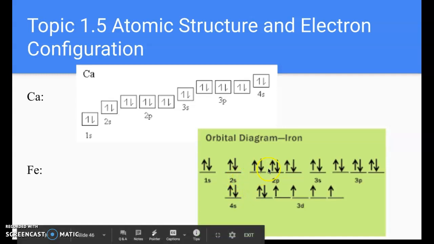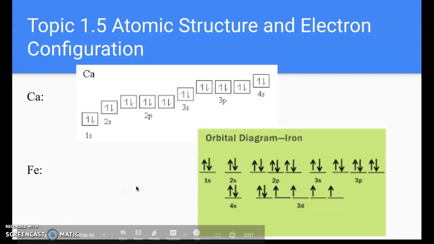But now you look at iron. You never have to worry about core electrons, but you look at the D sublevel here, there's 1, 2, 3, 4 half-filled orbitals. So you'll see some questions like that. There's some in the study guide, and they might show up on the AP test also.